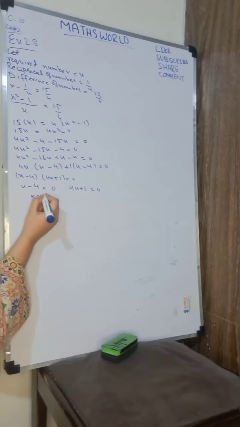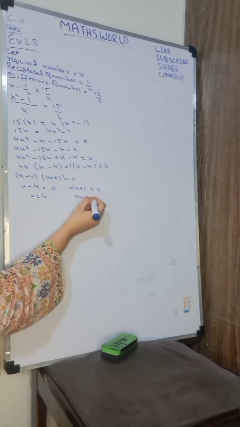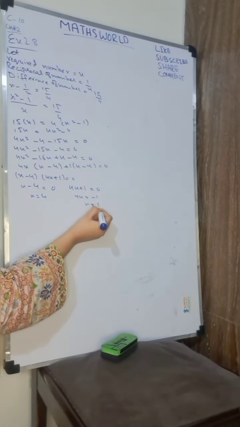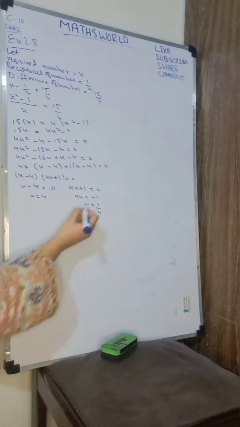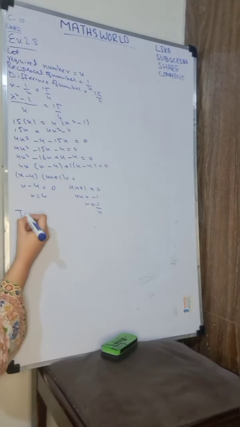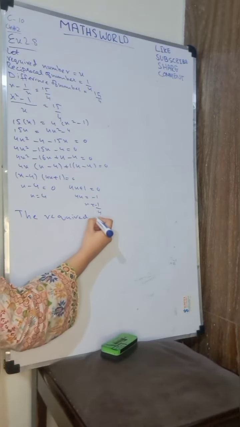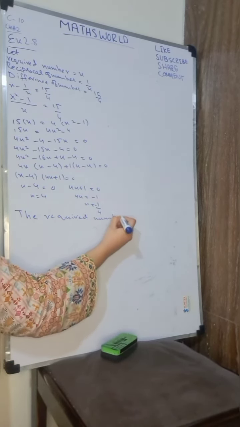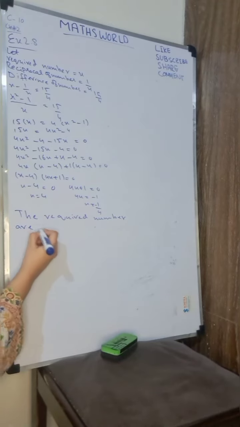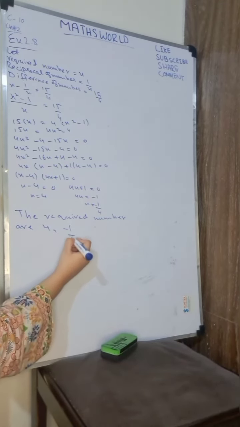x minus 4 equals 0 and 4x plus 1 equals 0. So x equals 4 and minus 1 by 4. Now you write that the required numbers are 4 comma minus 1 by 4.